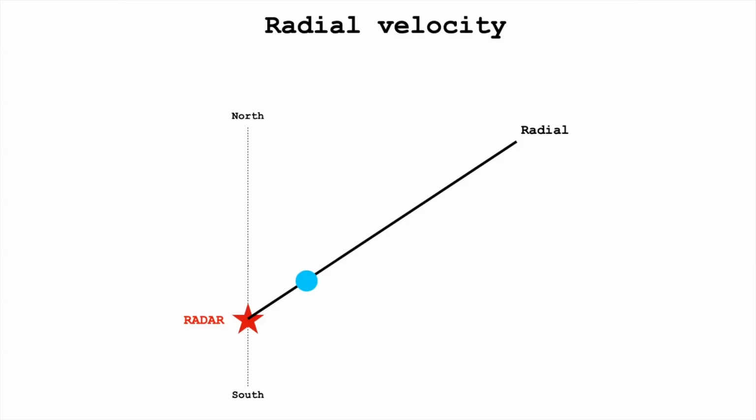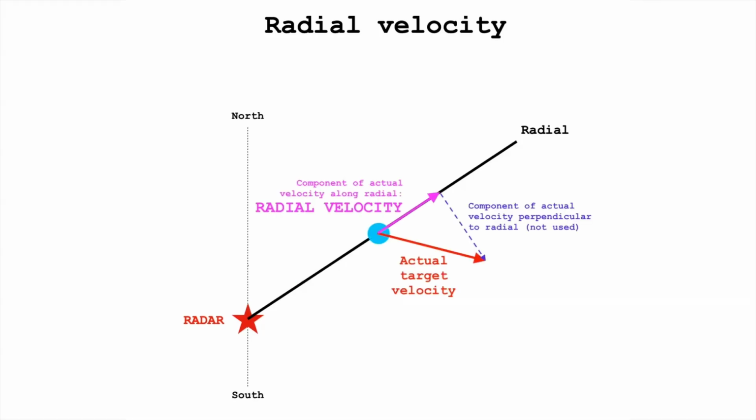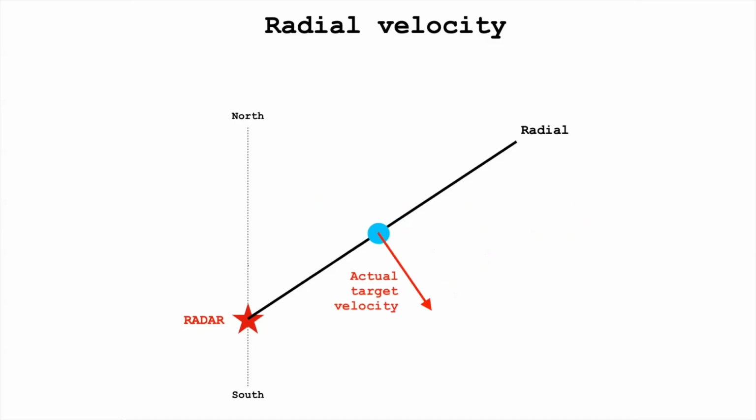Radial velocity is equal to the actual velocity of the target only when the target's motion is directly toward or away from the radar. In other words, directly along a radial. Therefore, the greater the angle between the radar beam and the target's motion, the less the portion of the target's actual velocity that will be sampled, and the less the radial velocity will be. If a target is moving perfectly perpendicular to the radar beam, its radial velocity will be zero.